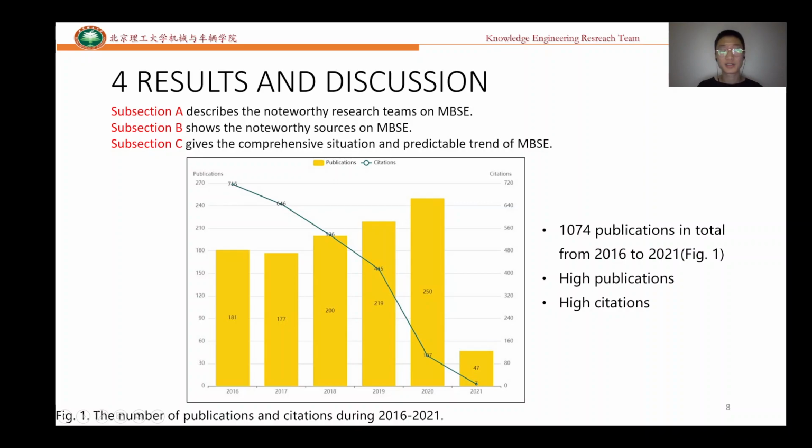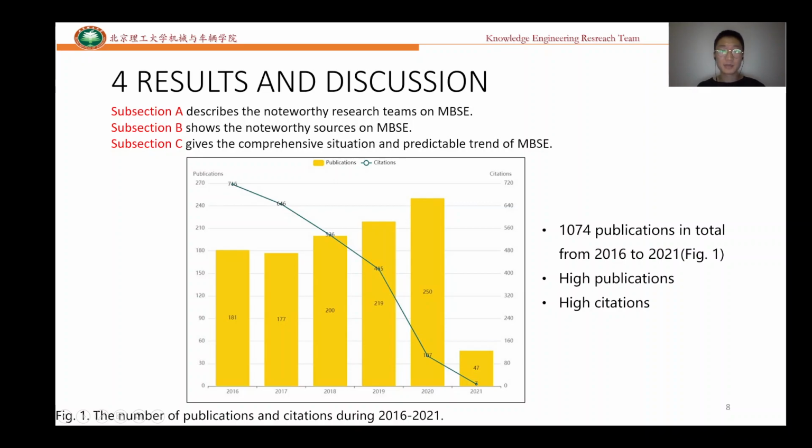Here come our results. Subsection A describes the noteworthy research teams on MBSE. Subsection B shows the noteworthy sources on MBSE. Subsection C gives the comprehensive situation and predictable trend of MBSE.